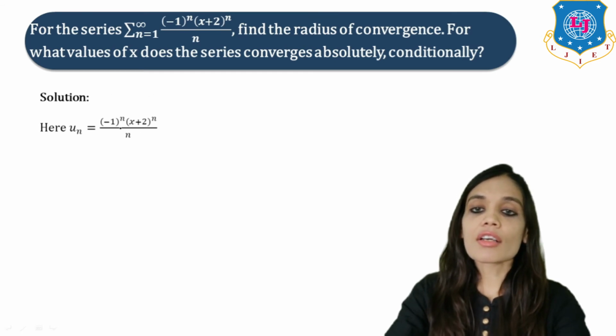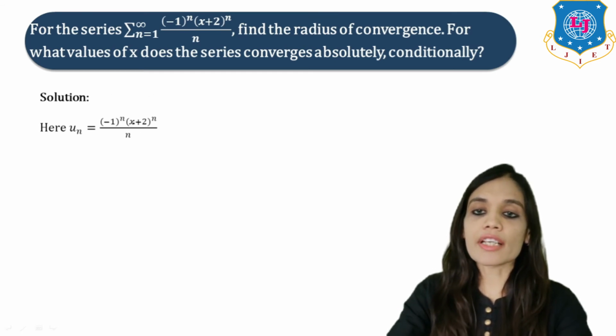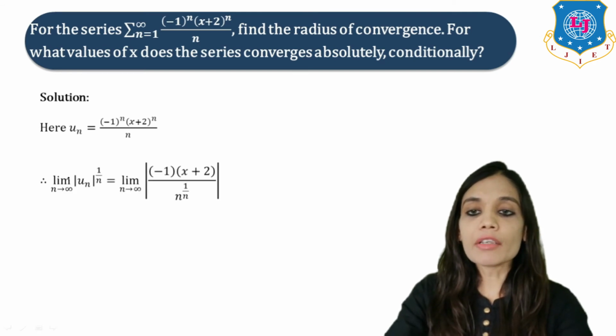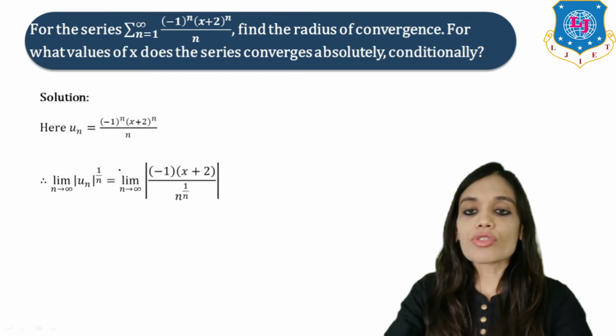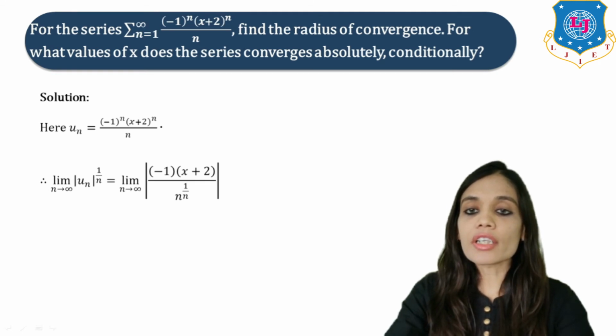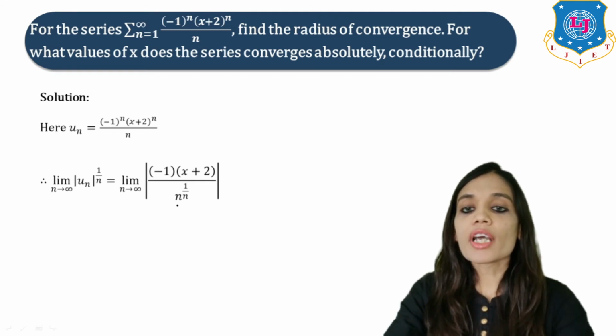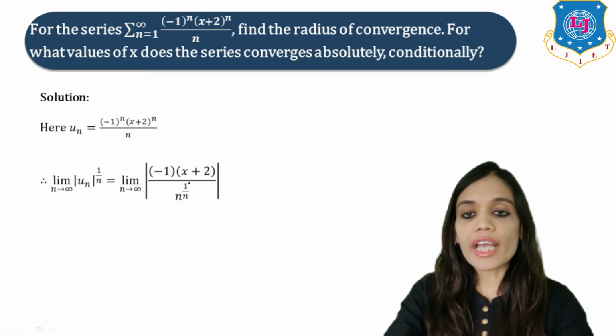So in this, we can apply our root test, right? So we will find limit n tends to infinity mod un raised to 1 upon n. Why have we taken mod again? Because this is again an alternating series, right? So limit n tends to infinity. Whenever you take 1 upon n, what will remain? Minus 1 into x plus 2 upon n raised to 1 upon n.